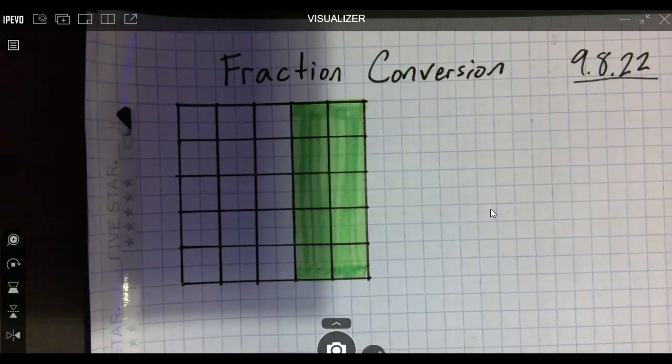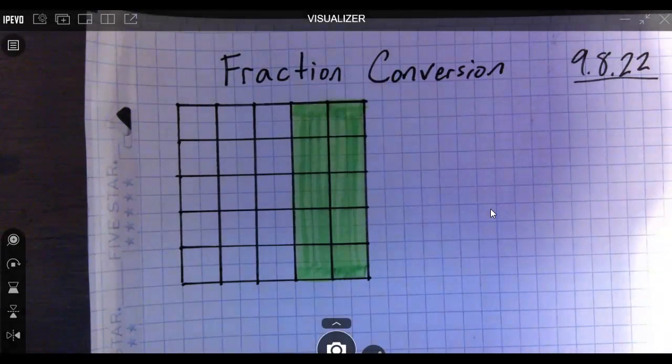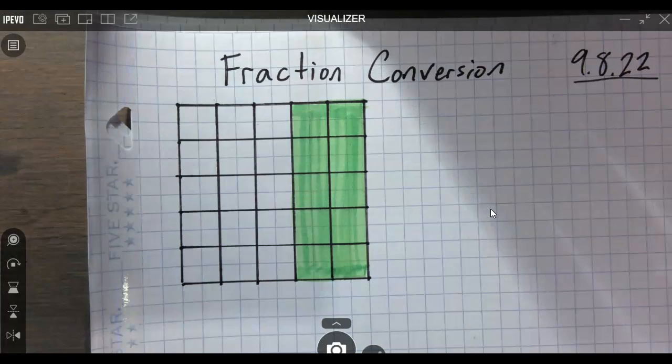What fraction am I showing here with, like, what is shaded green?